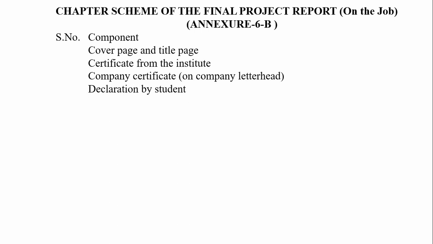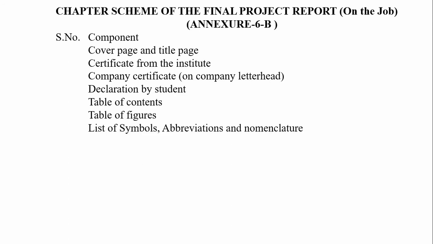This declaration is also, in fact, exactly the same as what you will do in the other one. A table of contents would be there. A table of figures, list of symbols, and abbreviations would be there. Now, notice the first difference here. Instead of an abstract, you will have an executive summary.